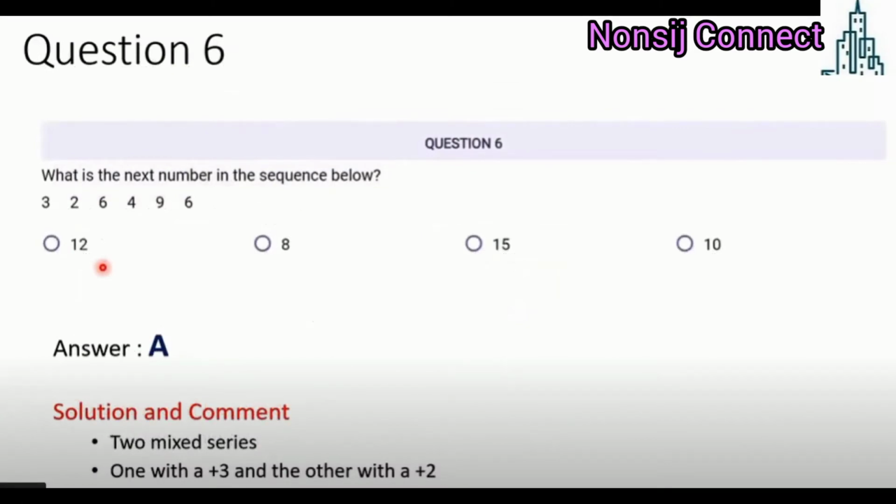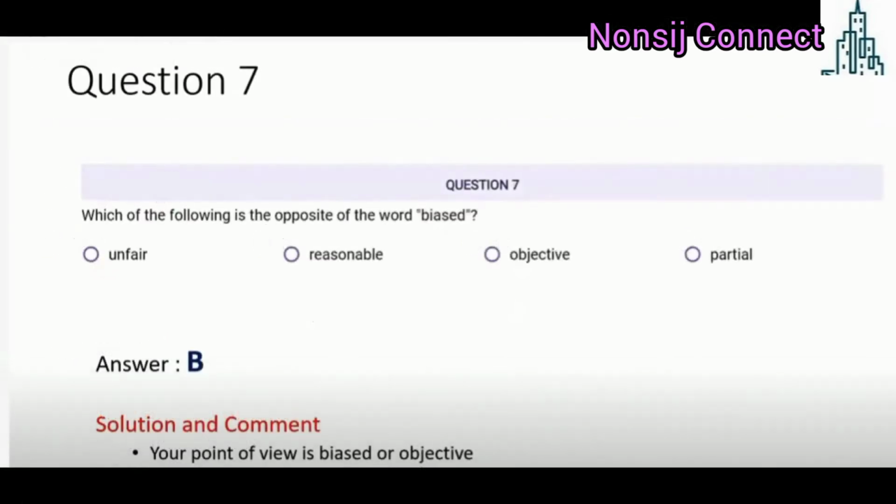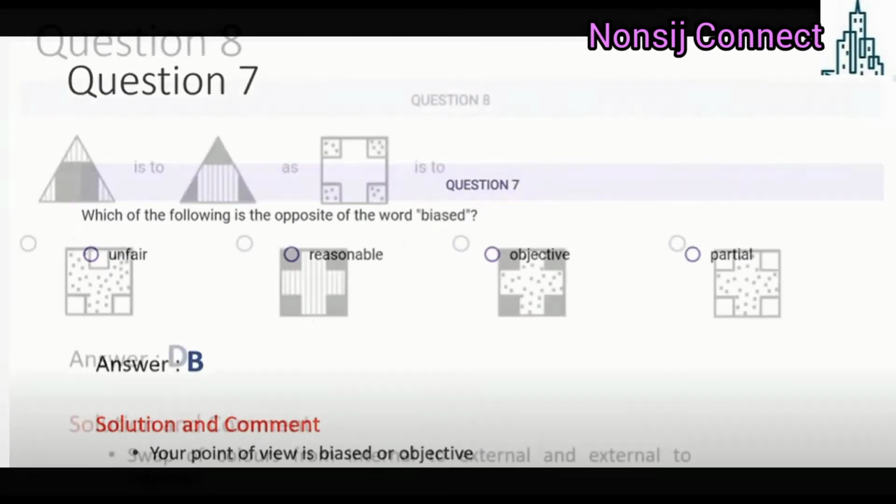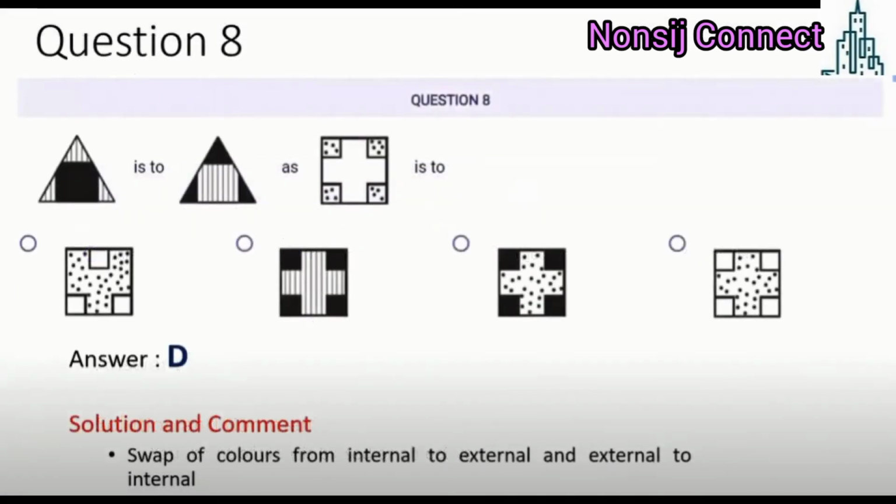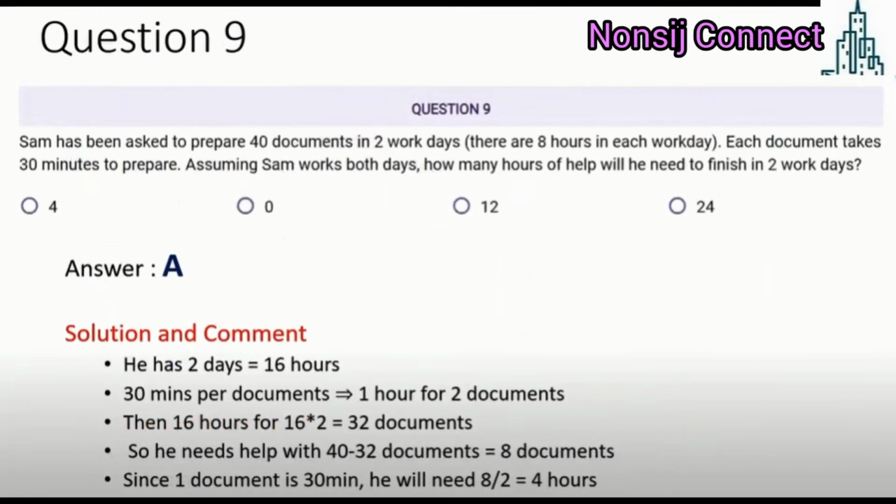The next one: what is the next number in the sequence below? 3, 6, 9, what? 12, which is A. Which of the following is the opposite of the word biased? Reasonable. Then from here you will see that the answer will now be D, because it's moving in the opposite way.